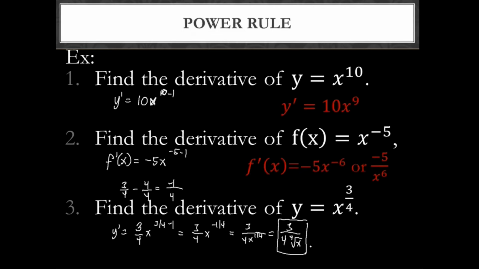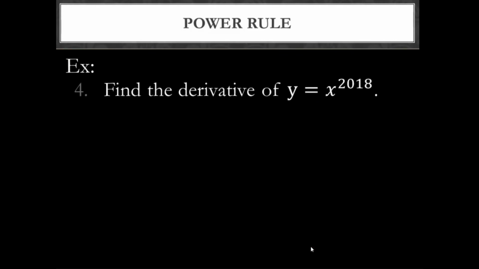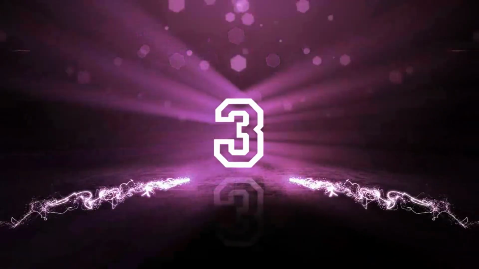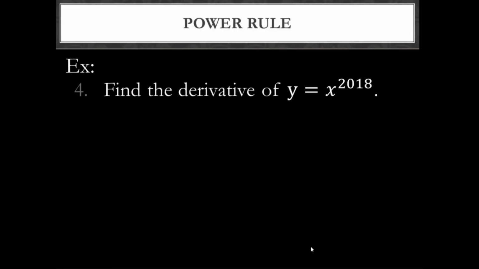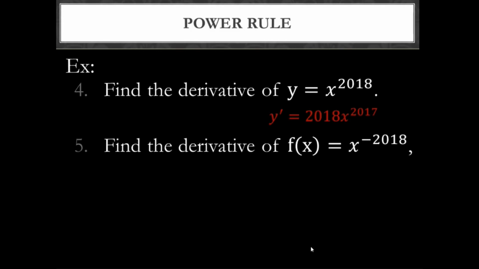Okay. It's your turn. Question is, what's the derivative of x raised to 2018? Ang derivative po is 2018x raised to 2017. Very good. Wala nang iba. What's the derivative of x raised to negative 2018? Sir, negative 2018x raised to negative 2019.